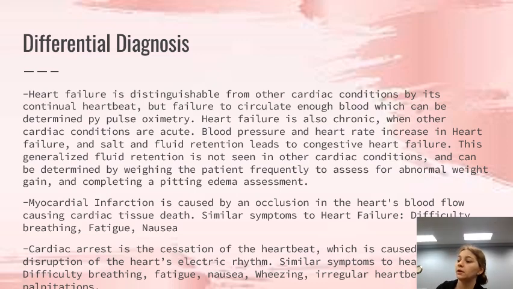So there are many cardiac conditions that can affect the heart, but heart failure is a little bit different than all of the rest of them. As discussed earlier, heart failure is a chronic condition that causes lack of circulation, which can be found through the use of pulse oximetry, which is the little sticker you put on your patient's finger to see how much oxygen is in their tissues. An increase in blood pressure and heart rate are pretty common, and salt and fluid retention are one of the most obvious indicators of heart failure.